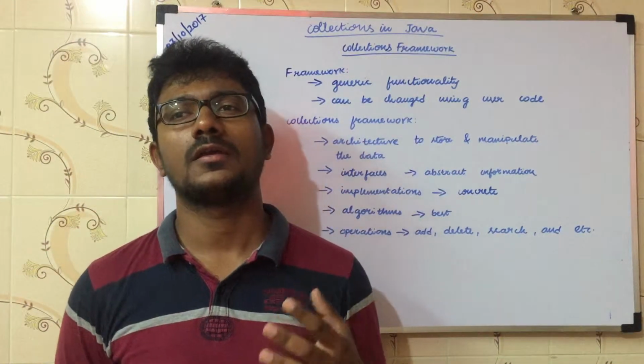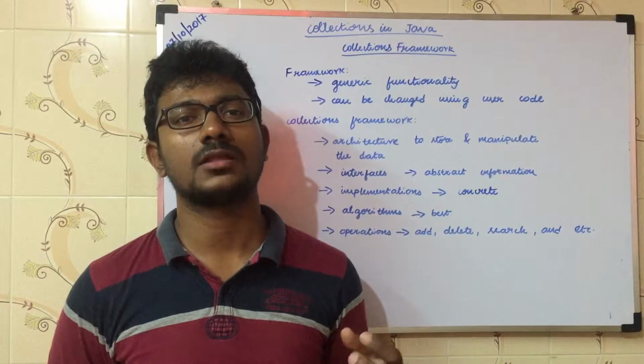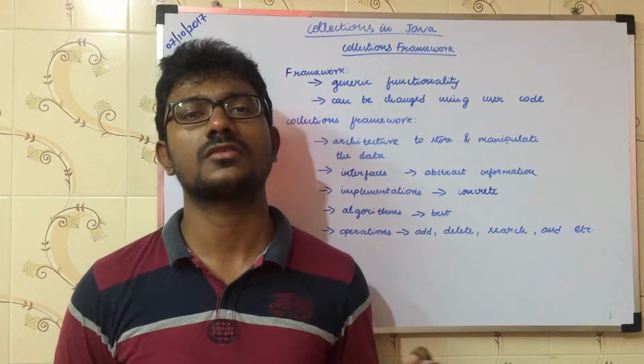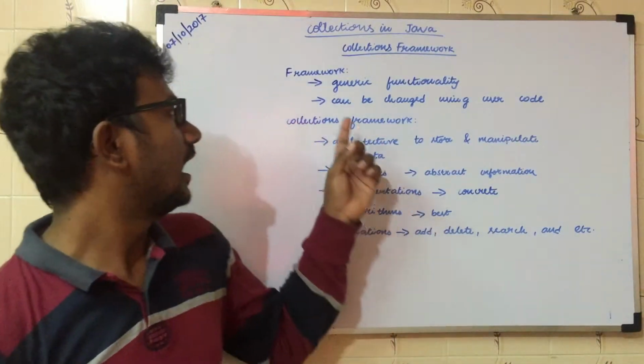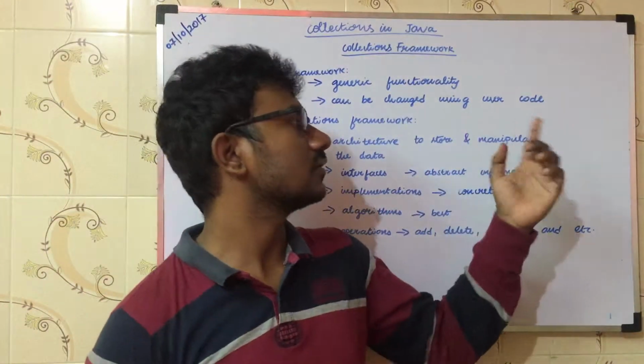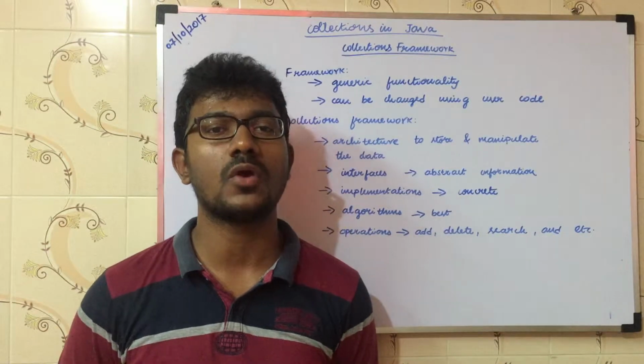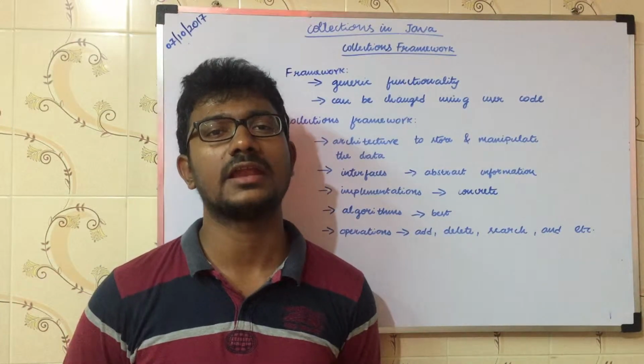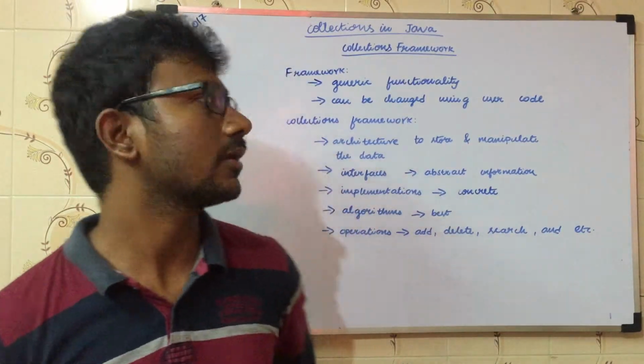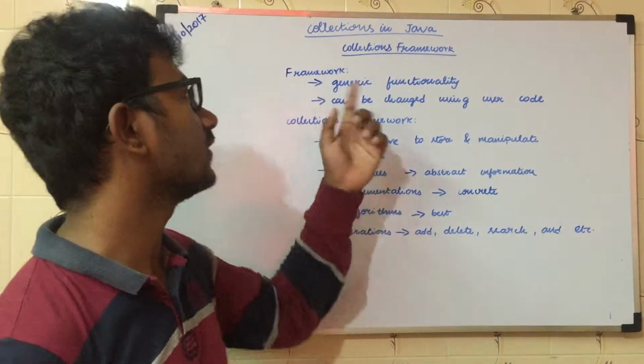For example, Math is a framework. In that, Math.sqrt just finds the square root. Anyone can use it, and it can be changed using custom user code. If you don't like that implementation and you need to have your own implementation, then you can add it. So that is also a part of the framework definition.